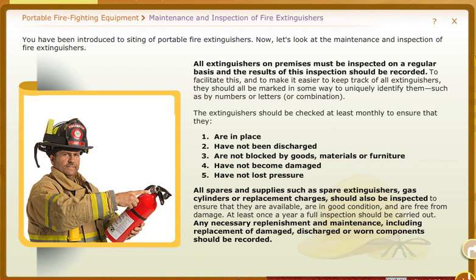All spares and supplies such as spare extinguishers, gas cylinders or replacement charges should also be inspected to ensure that they are available, are in good condition and are free from damage. At least once a year, a full inspection should be carried out. Any necessary replenishment and maintenance, including replacement of damaged, discharged or worn components, should be recorded.